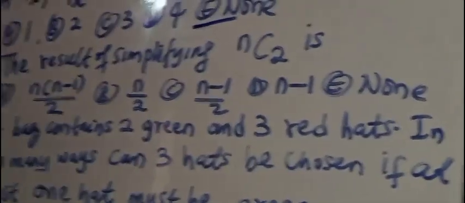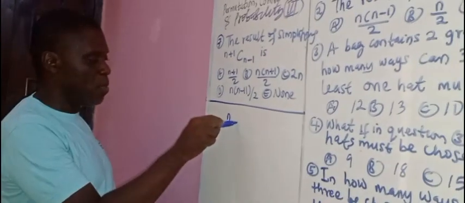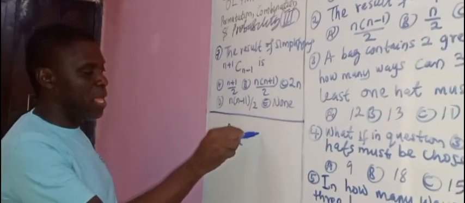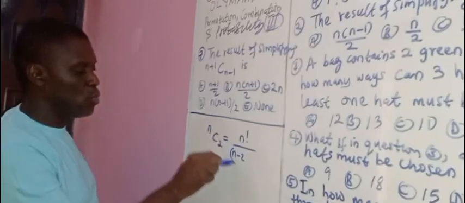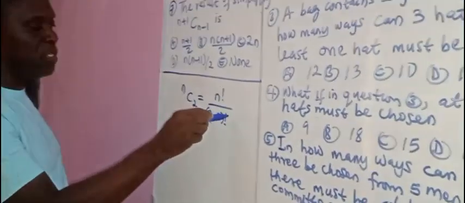Now, number 2. The result of simplifying n combination 2 is dash. Let me put this dash. So the result of simplifying n combination 2. You remember I told you that n combination 2 means n factorial over n minus 2 factorial, then times 2 factorial. That's the meaning. Now, let's interpret it. You'll be looking at the options. Look at the options very well. So, come here.